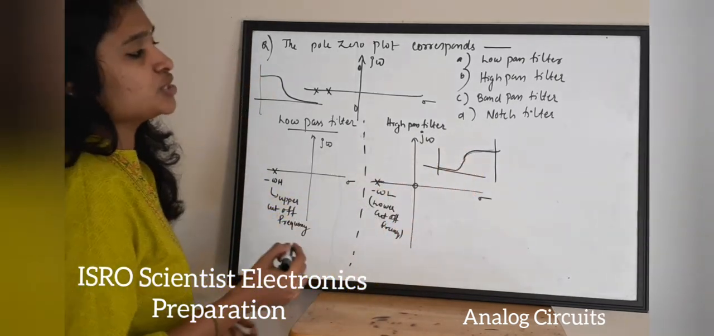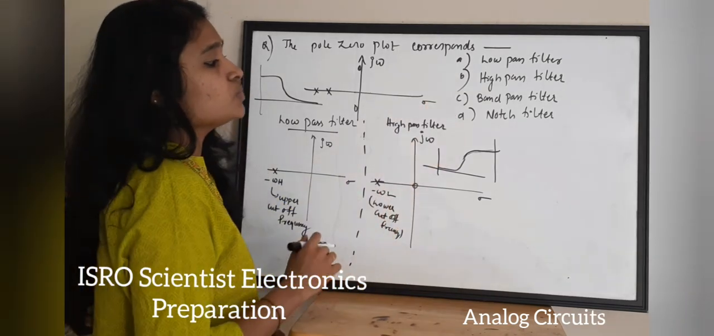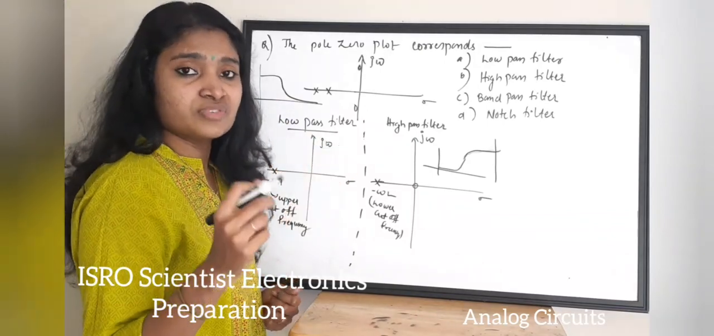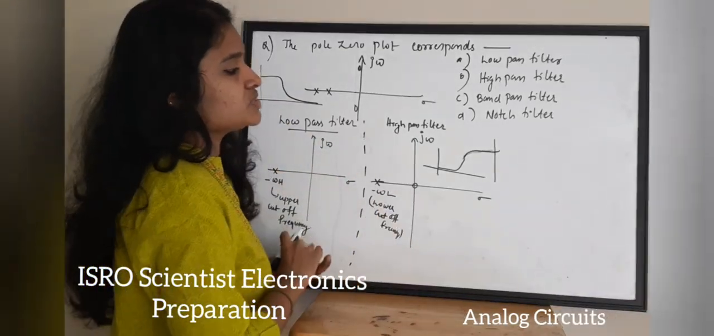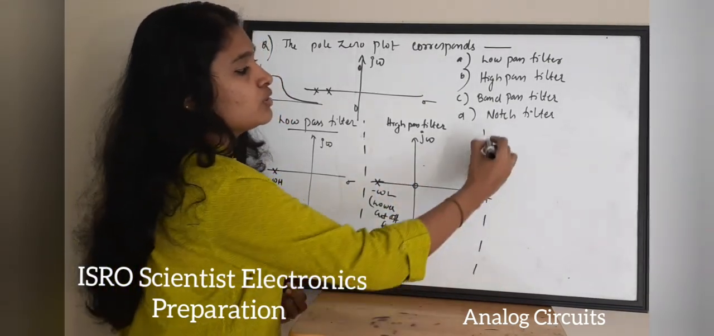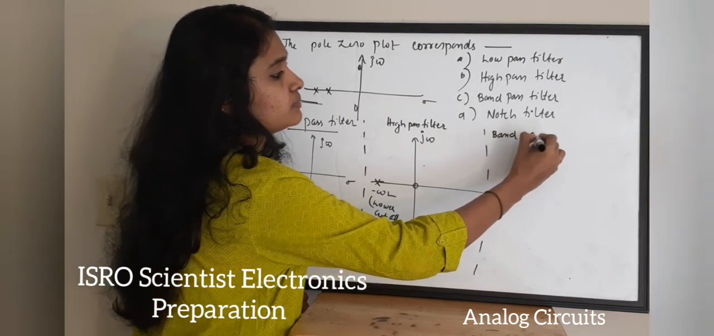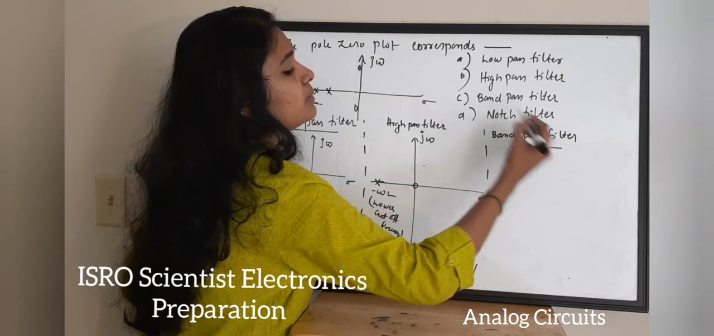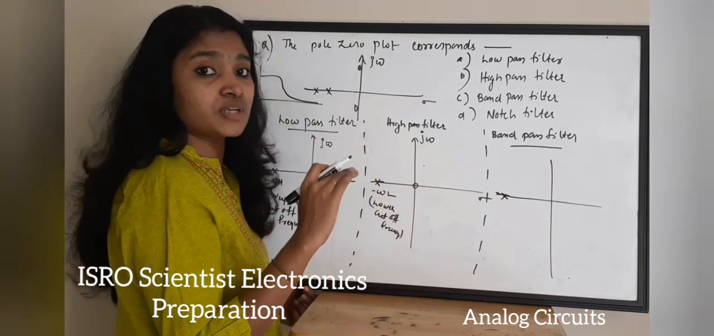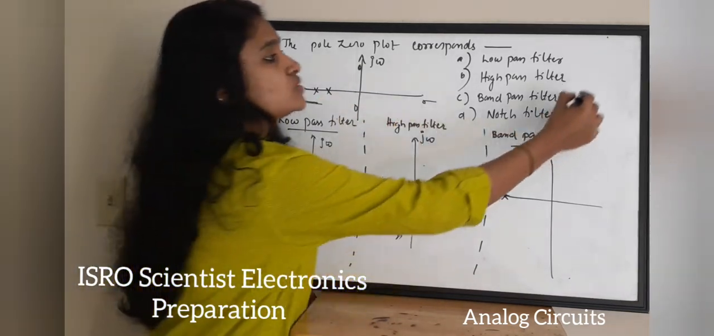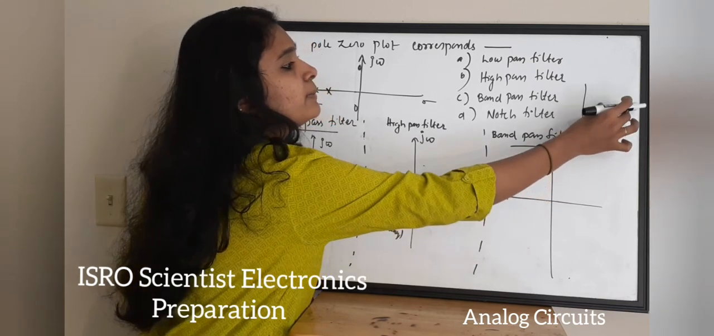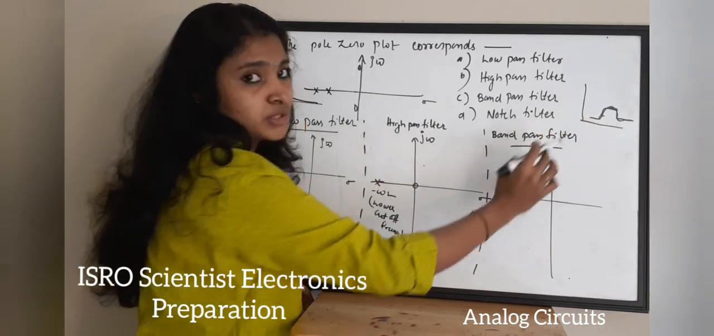And the third option is band pass filter. So what is actually a band pass filter? It passes only a particular band. And such type of a filter is called a band pass filter. And if you see the pole zero plot of a band pass filter, the band pass filter will be having two frequencies, that is lower cutoff frequency and upper cutoff frequency, because it passes only a band. Likewise, like this. So it passes only a particular band. So it is having a lower cutoff frequency and an upper cutoff frequency.